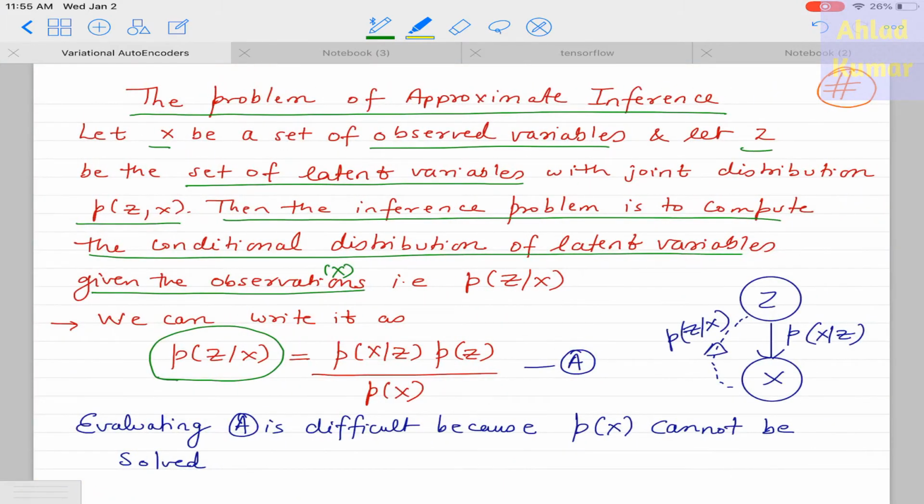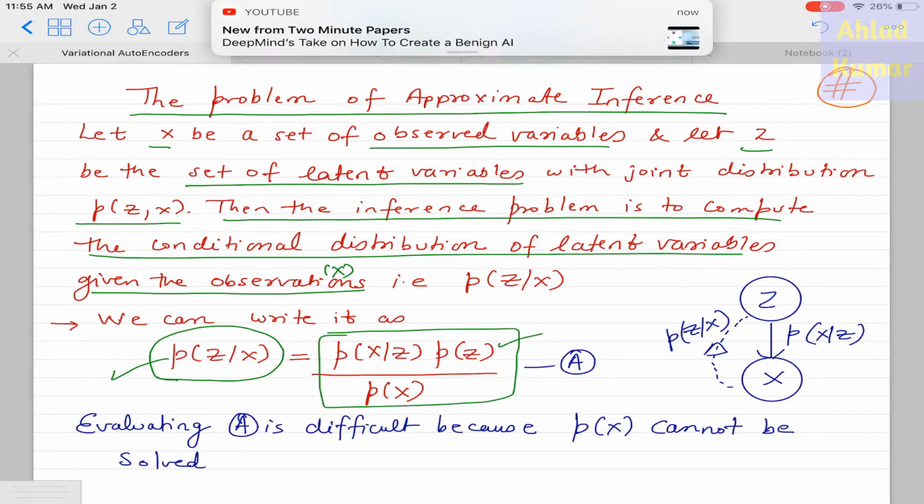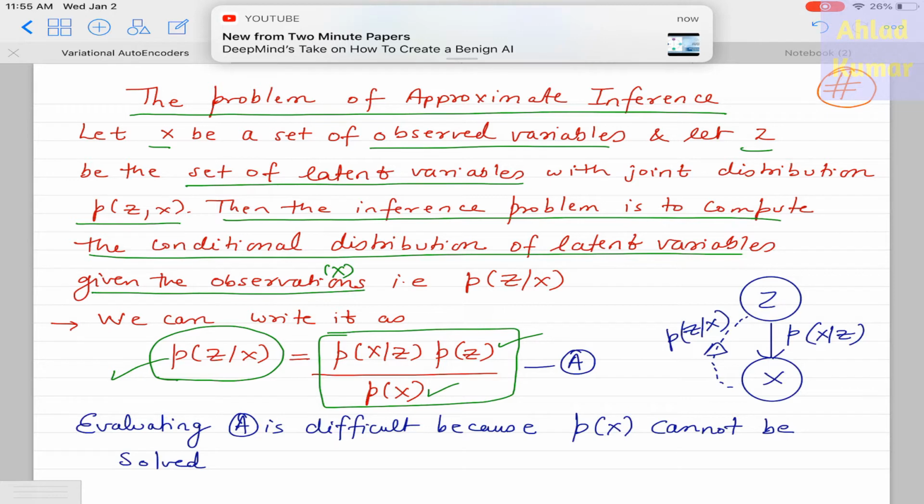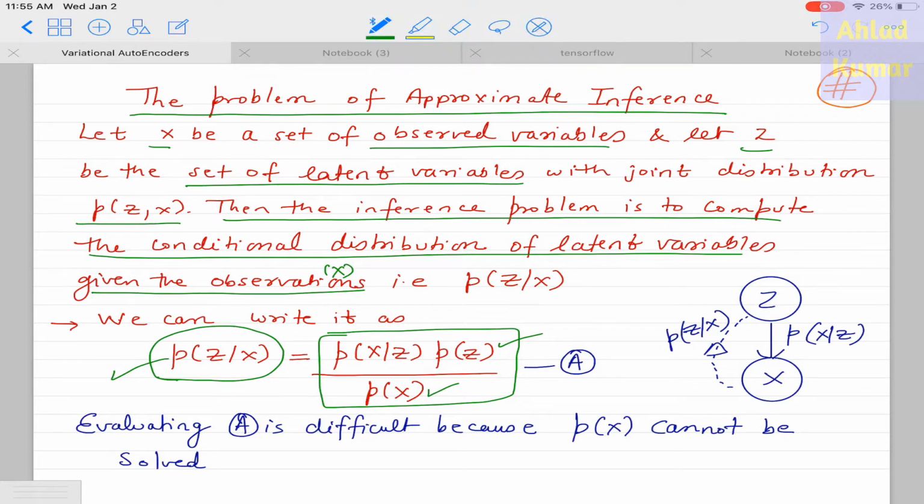So that's why we are writing it over here. That can be represented in terms of Bayes rule as p of x given z times p of z divided by p of x, right? So what's the problem with this equation?